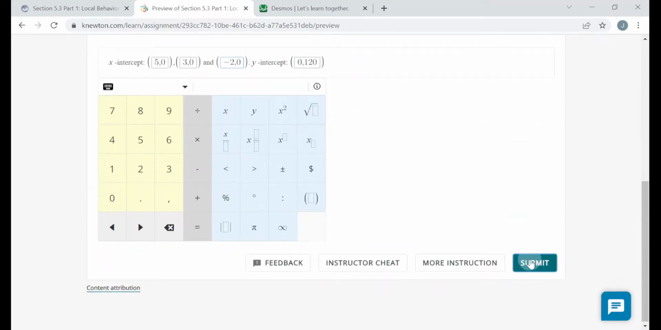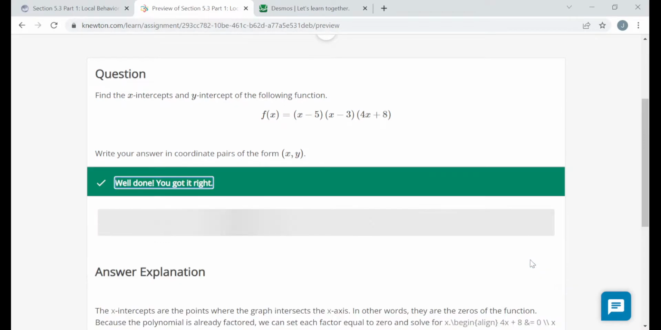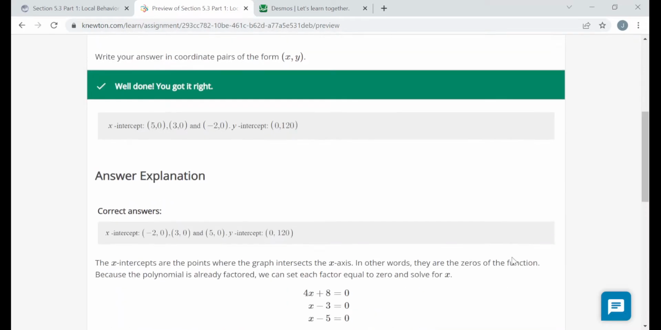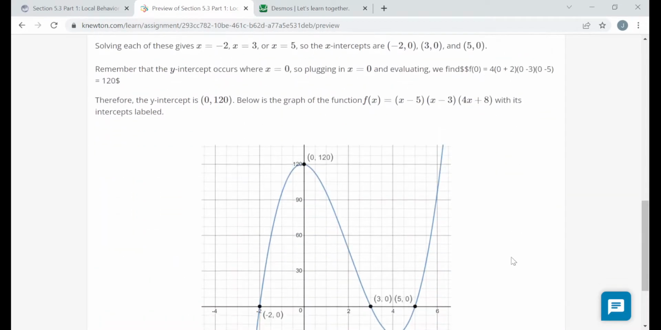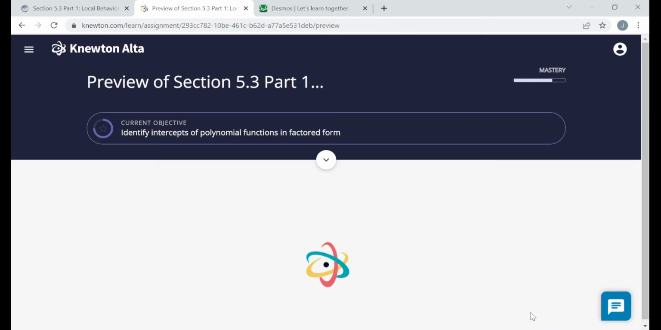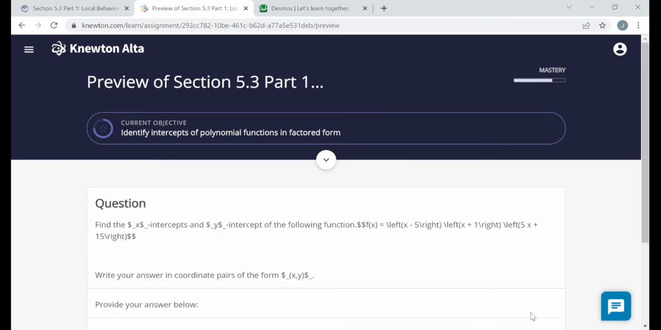Again, in my opinion, pretty easy. If the polynomial is already factored for you, this should be pretty simple. And once again, they show you the graph where you can see all the intercepts. Great. All right, they have 4 of these in a row.